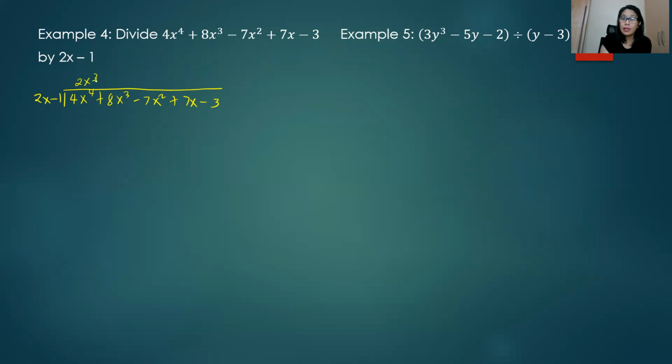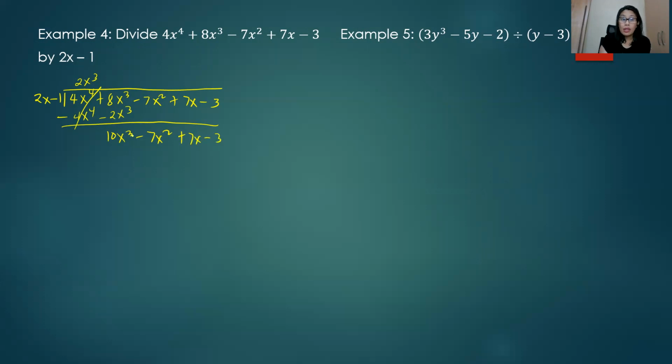And then multiply this 2x cubed to both terms of the divisor. So we have 2x cubed times 2x. So we have 4x to the fourth. And then 2x cubed times negative 1. So we have negative 2x cubed. And then perform subtraction. So we have 10x cubed here. Bring down negative 7x squared plus 7x minus 3.